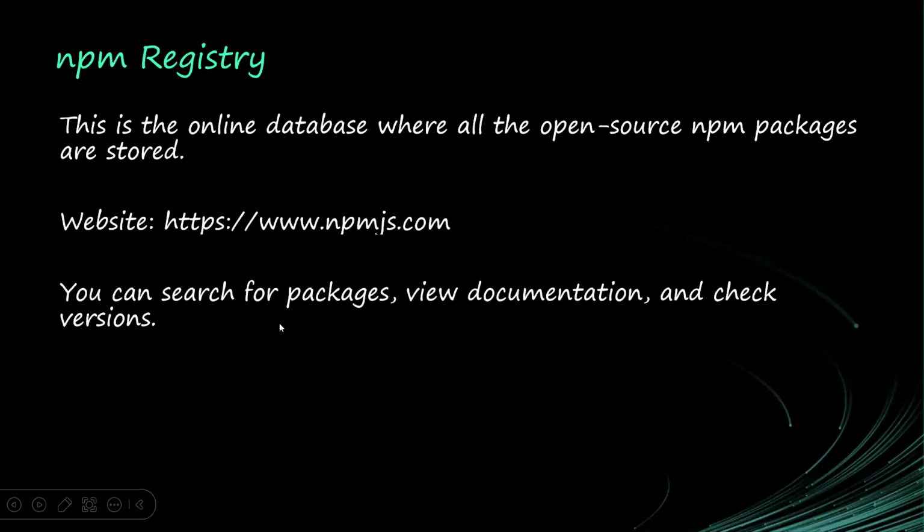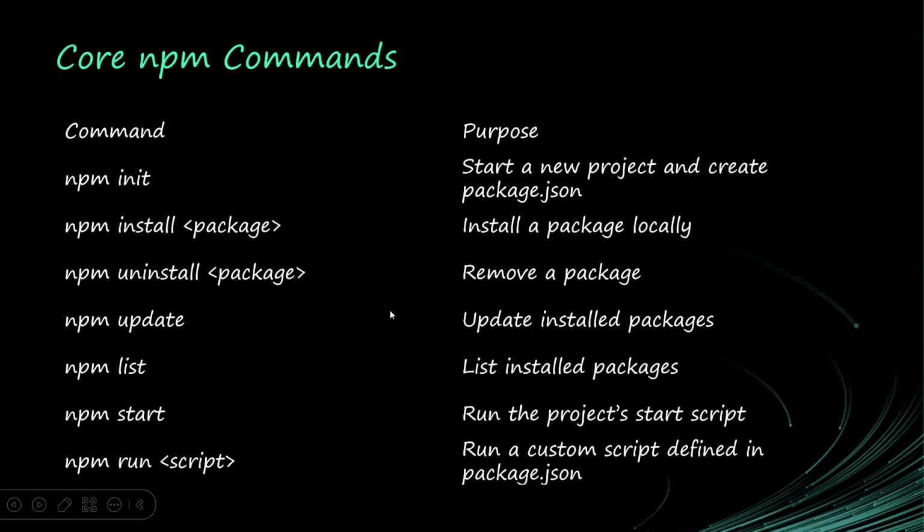So you can search for packages, you can view documentation, and you can check versions. These are the core npm commands that you will be using. We'll be using the command called npm init. npm init starts a new project and creates package.json. npm install installs a package locally: npm install the name of the package. I'm going to show you how to do all these things. We'll be using these commands a lot as we go on.